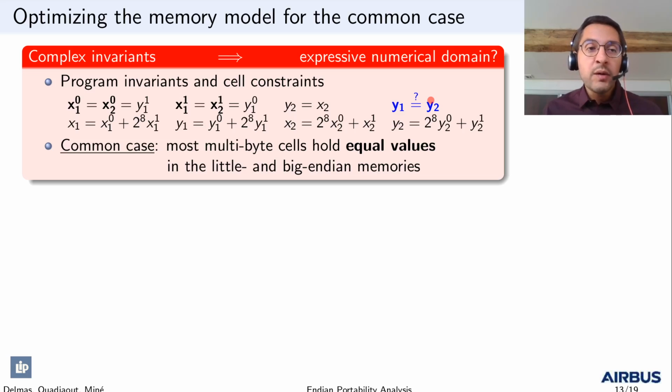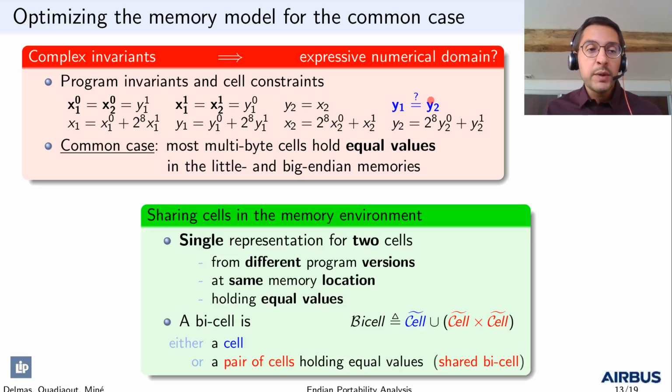Hence, we optimize our memory model for this common case, and we do this by sharing cells in the memory environment. We want a single representation for two cells coming from different program versions at the same memory location and holding equal values. A P cell is either a cell or a pair of cells holding equal values, which we call a shared B cell.